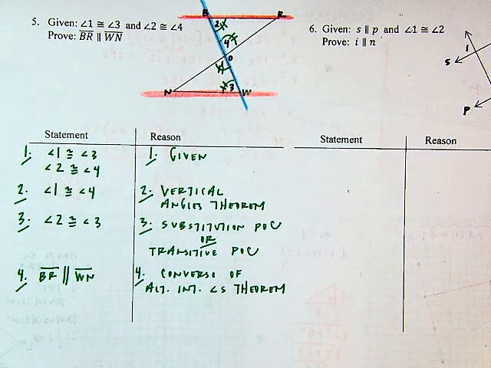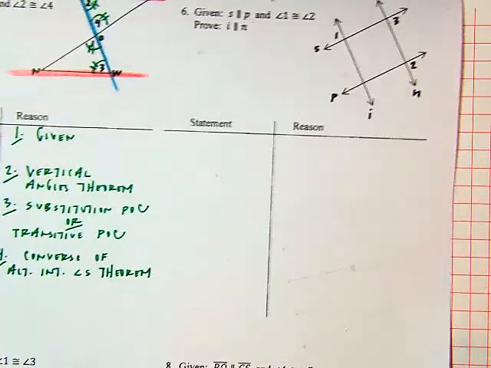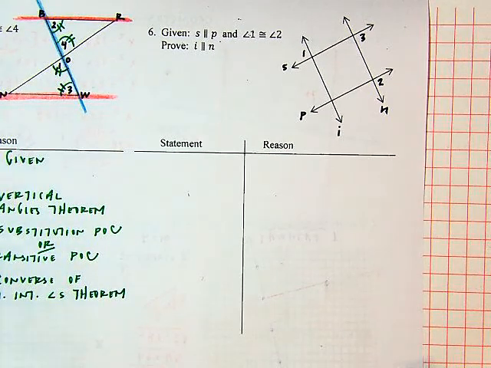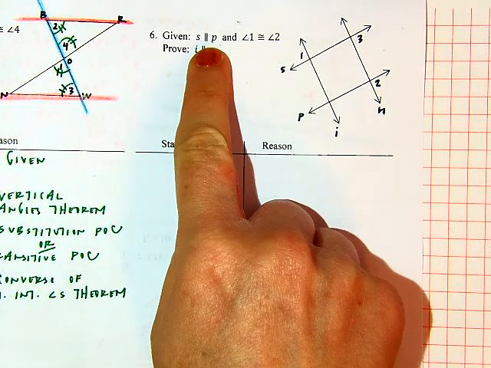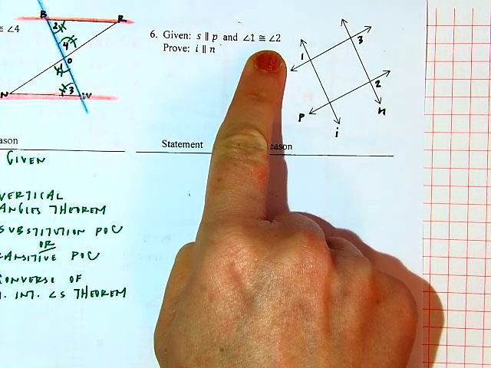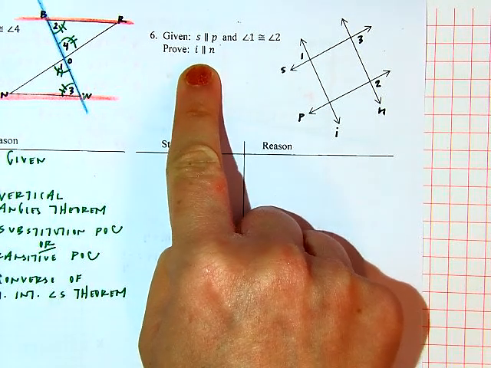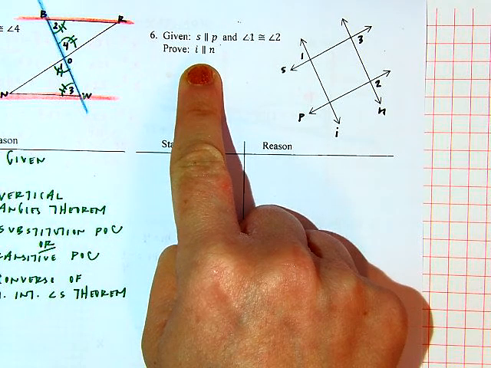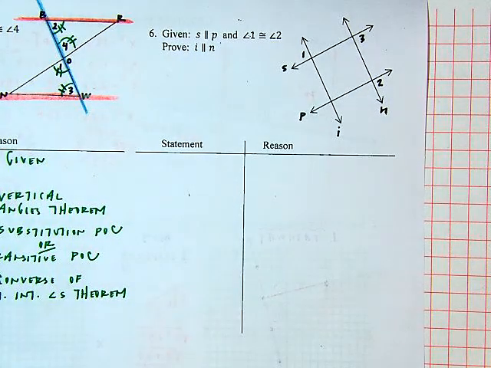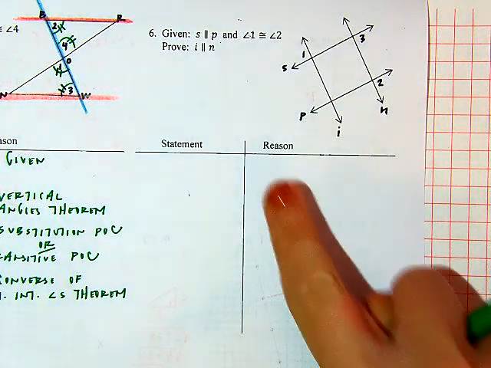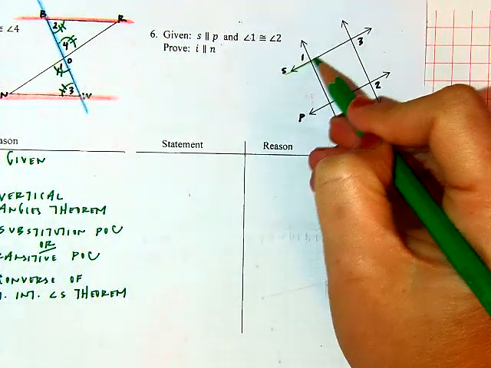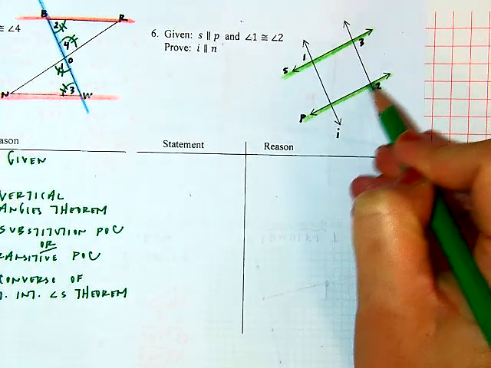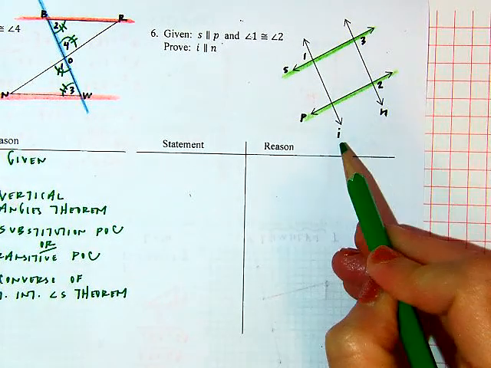All right, let's tackle another one. So looking over here at B. We're starting with 1 pair of parallels and 1 pair of angles that are congruent, and we want to end up with another pair of parallel pathways. So let me mark what my starting point is. I'll make them green parallels. So I'm starting with S and P that are parallel, and I want to end with I and N running parallel.